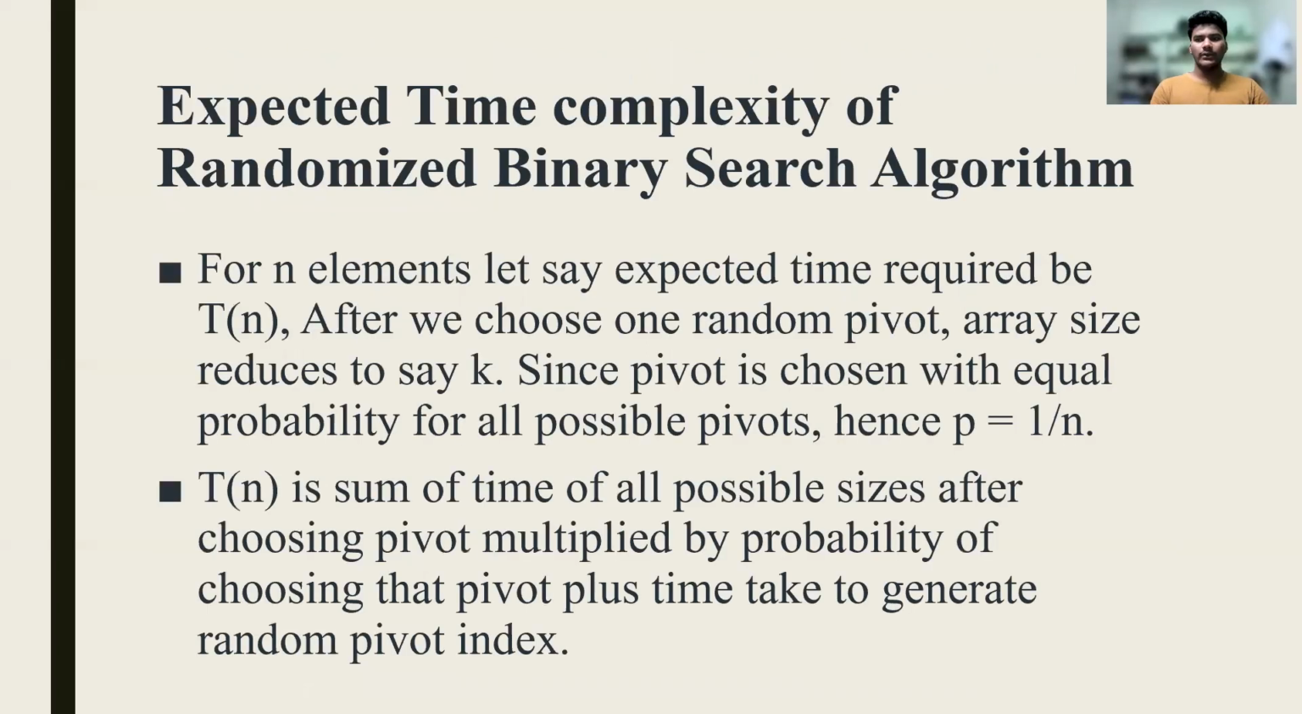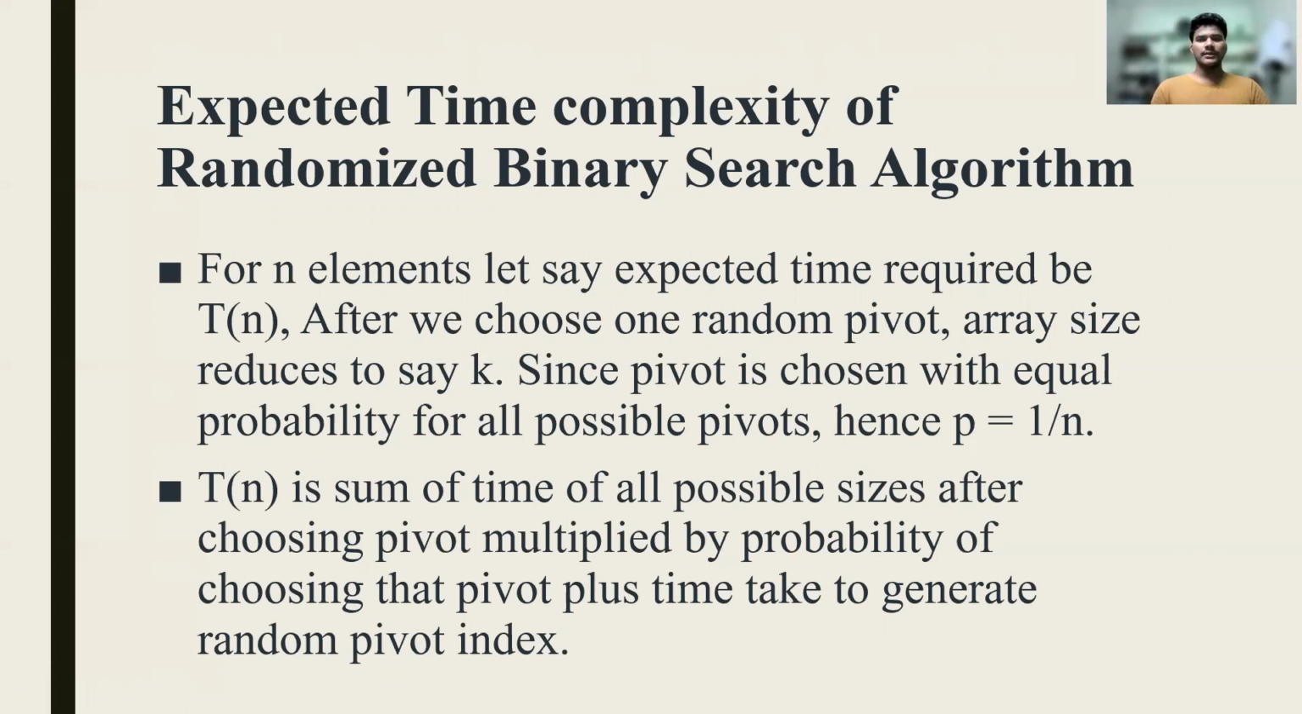Now we will look into the time complexity of randomized binary search. For n elements, let us say the expected time required is T(n). After we choose one random pivot, t can also be called the pivot, the array size is reduced to say k. After finding that the element is on the right side or left side, the rest of the array will be deleted, so the array size will be reduced to k.